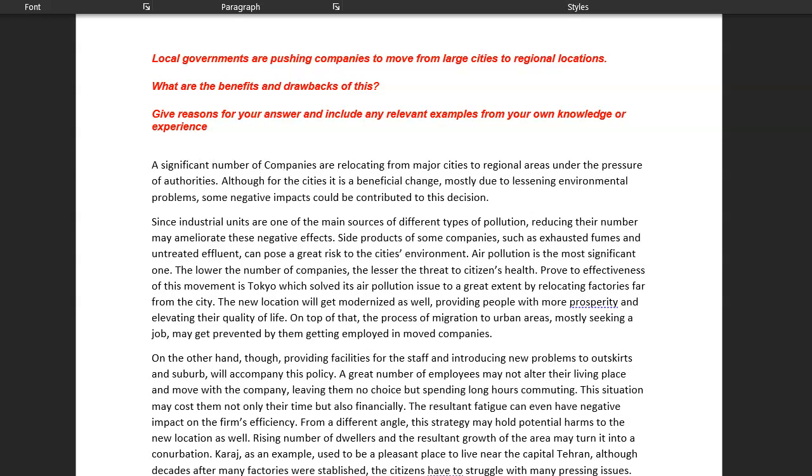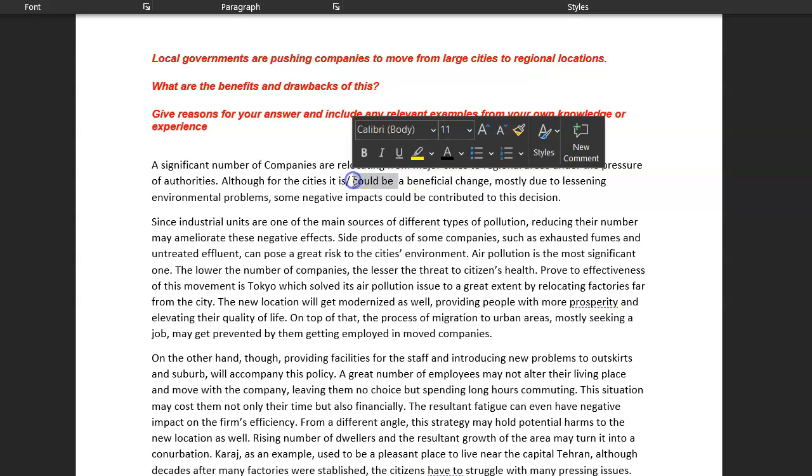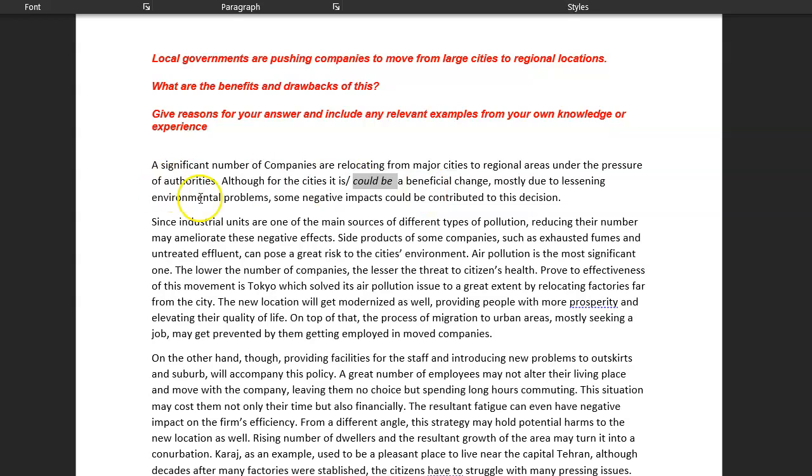Of companies, and then it will be small letter there, are relocating from major cities to regional areas under the pressure of authorities. Okay. Although for the cities, it is a beneficial change. So rather than "it is," you could put "it could be." So it's very important in academic writing to make a suggestion. We can't prove this for a fact, but we're saying it could be, mostly due to lessening environmental problems, some negative impacts, including, and then you're going to tell me what could be contributing to this decision.